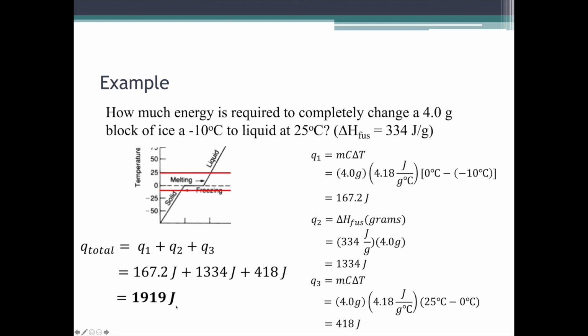Now I'm going to tell you, we're not going to worry about significant figures for heating curve problems. It's a bit of a pain to carry it through all these calculations. So whatever I get, I am just going to leave as my answer and call it a day. So that concludes our lesson on heating and cooling curves.